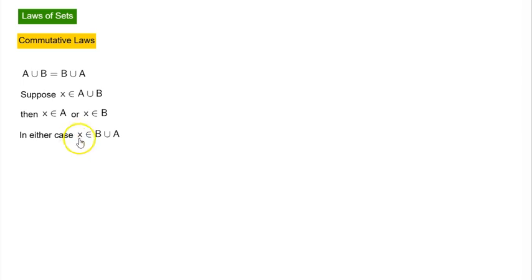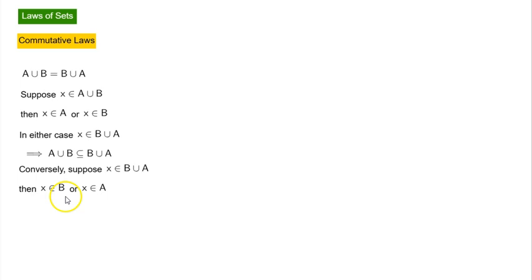In either case, X is in B union A, which implies A union B is a subset of B union A. Conversely, suppose X is in B union A, then X is in B or X is in A. In either case, X is in A union B. Therefore, B union A is a subset of A union B.